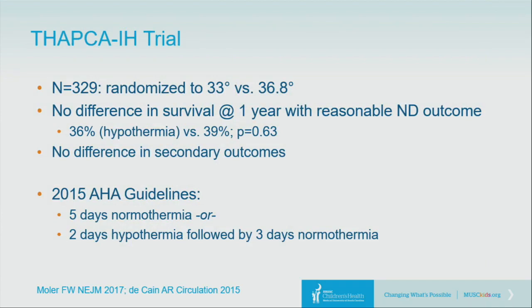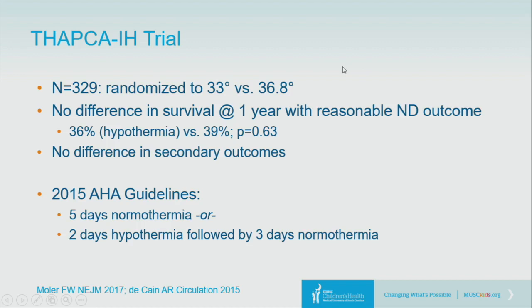Last year, the multi-center THAPCA trial was published. This was a multi-center randomized trial in which children who were in the hospital and experienced a cardiac arrest were randomized to either receive hypothermia down to 33 degrees for 48 hours or normothermia at 36.8 degrees as the target temperature. And in this large multi-center trial, there was no difference in primary or secondary outcomes with the use of hypothermia.